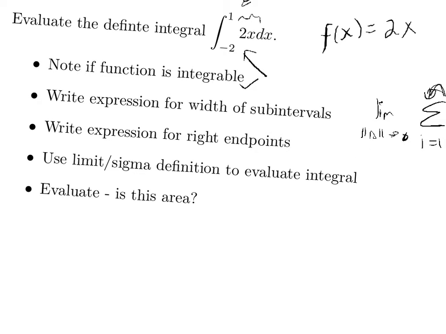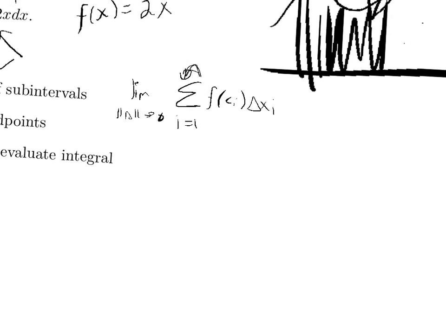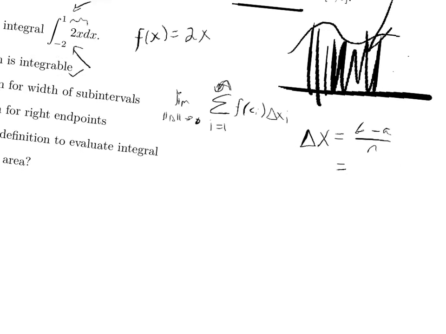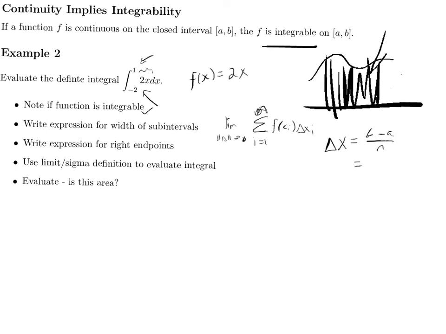And we can use a regular partition. Remind me what a regular partition is? Rectangles that have the same width. That's it. All the rectangles have the same width, and that is b minus a over n. So in our case, we can do that. Let's assume that we have a regular partition, all rectangles the same width. In our case, b is 1, a is -2, and we're going to leave n as n. So we end up with 3 over n as delta x.